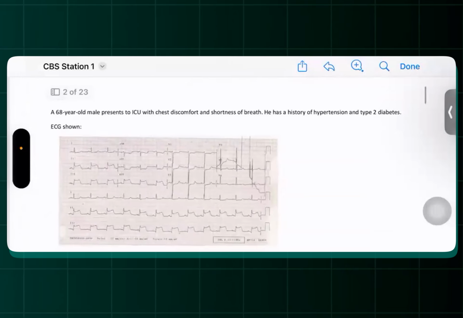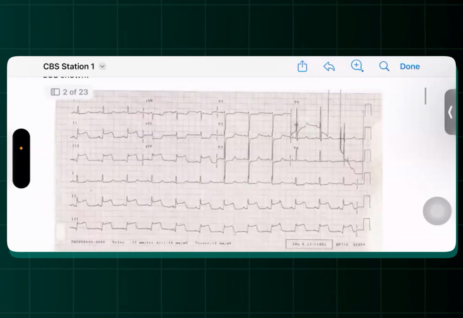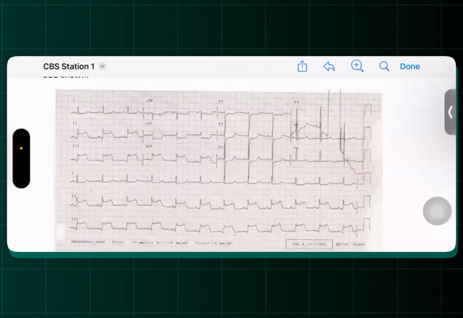So, we have a 68-year-old male who presents to the ICU with chest discomfort and shortness of breath. He has a history of hypertension and type 2 diabetes mellitus. Now, this is the question stem. So, basically, what you have is a patient who has come to the ICU with chest discomfort and shortness of breath. So, you see the ECG. This is the ECG that is there. Can anyone open up their mics and tell me what do you see in the ECG?